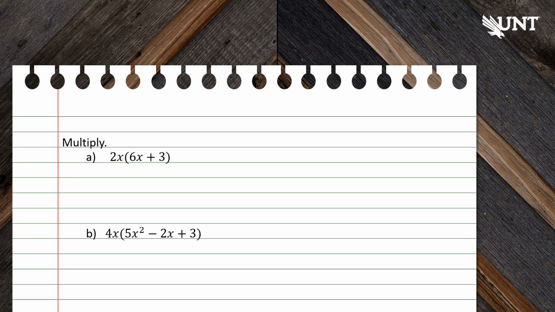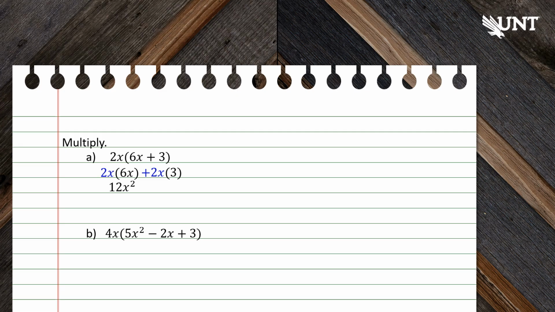So for us, that means 2x times 6x, and then 2x times 3. Now that we have distributed the 2x, we need to simplify each term. The first term consists of 2x times 6x. Because that term is glued together by multiplication, we can use the commutative property and multiply our categories, our 2 times 6 and our x times x. And when we do that, we get a value of 12x squared.